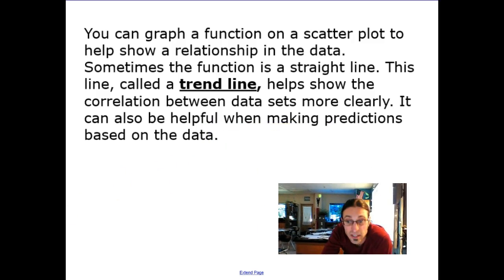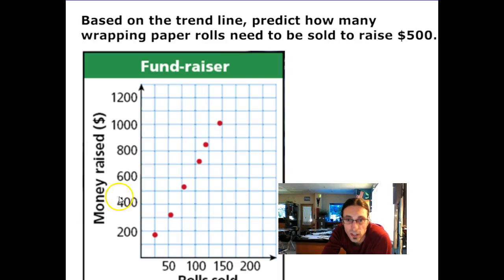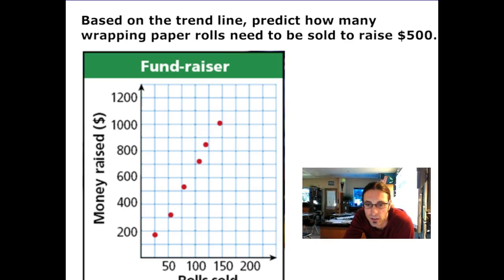The last thing we need to talk about are trend lines. When you graph a function with a scatter plot, sometimes you can see a relationship easier with a trend line. It helps to show that correlation. And what a trend line looks like is the following. So based on the trend line, predict how many wrapping paper rolls need to be sold to raise $500.